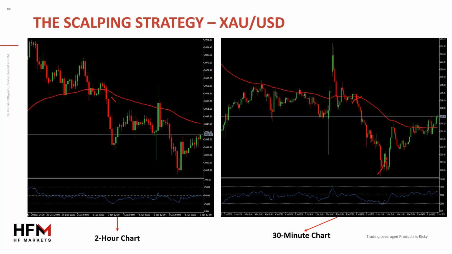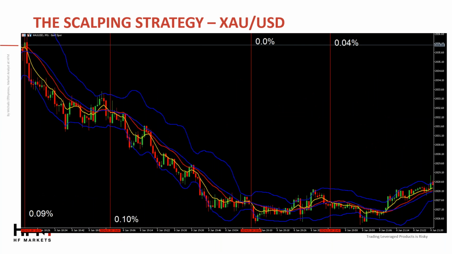So we want to be below on the 2 hour. We want to be below the 75 EMA, below the 50. We switch over to a 30-minute time frame. We again want to be below, and we again want to be below the neutral. Now, if we've ticked all of these boxes, then we can proceed onto a smaller time frame.